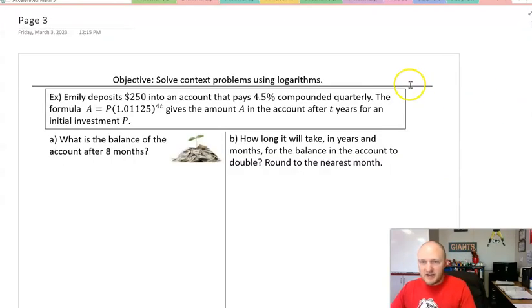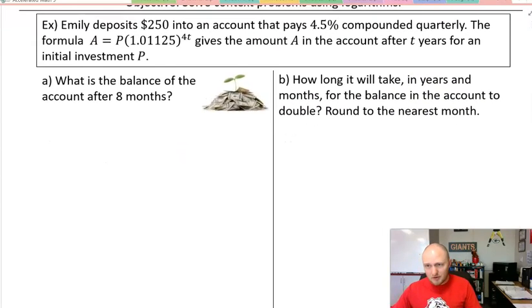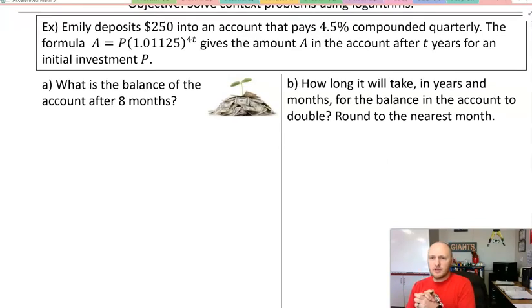All right, so let's go ahead and look at an example. An investment example. Here we go. It says Emily deposits $250 into an account that pays 4.5% compounded quarterly. The formula A equals P times 1.01125 to the power of 4t gives the amount A in the account after t years for an initial investment P.